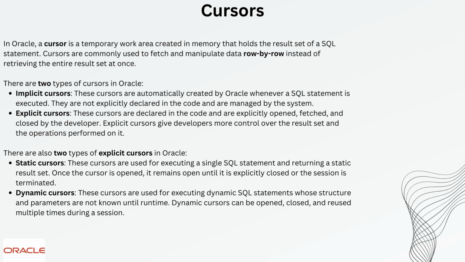There are also two types of explicit cursors in Oracle: static cursors. These cursors are used for executing a single SQL statement and returning a static result set. Once the cursor is opened, it remains open until it is explicitly closed or the session is terminated. Dynamic cursors. These cursors are used for executing dynamic SQL statements whose structure and parameters are not known until runtime. Dynamic cursors can be opened, closed, and reused multiple times during a session.